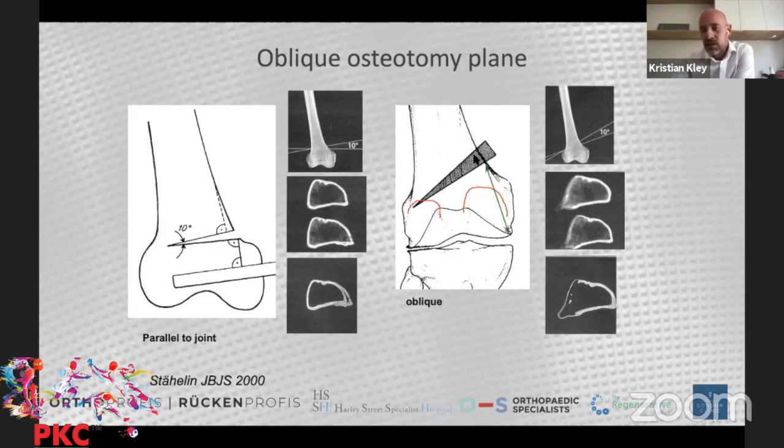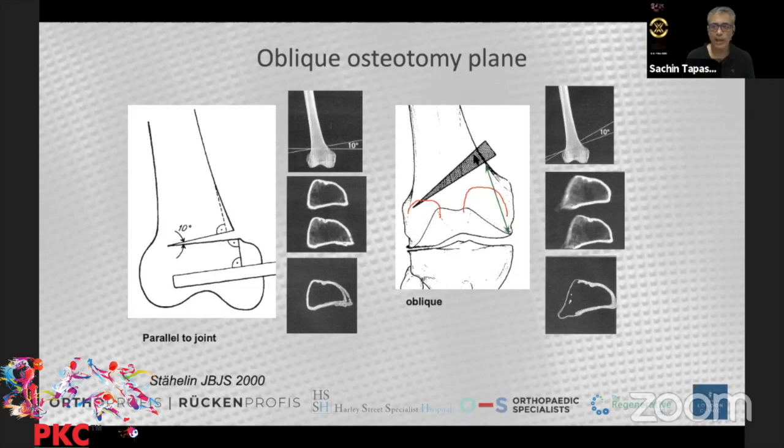Yeah, so Kristian, if you can just stop for a second. So how do we actually find this line intraoperatively? So what's your trick? Do you pass a K-wire and see if it's perpendicular? Right. I take a look at that.